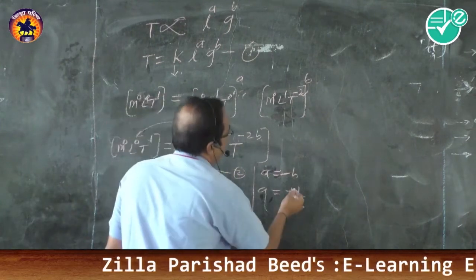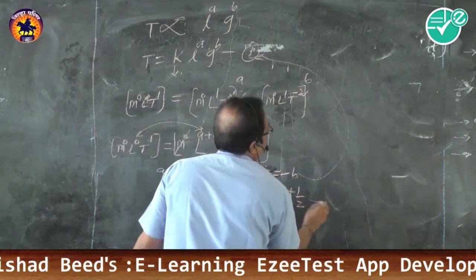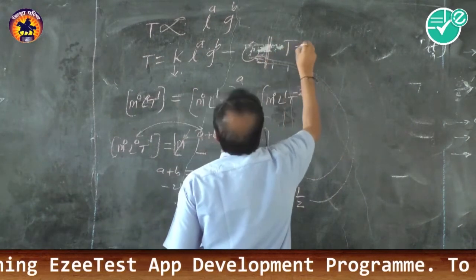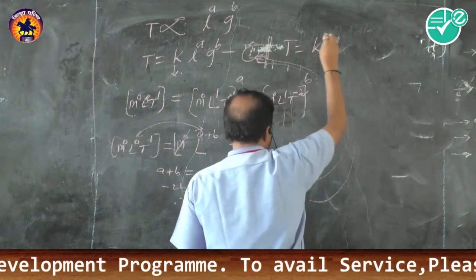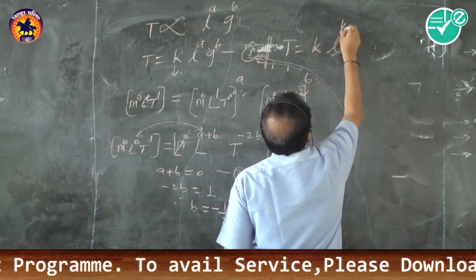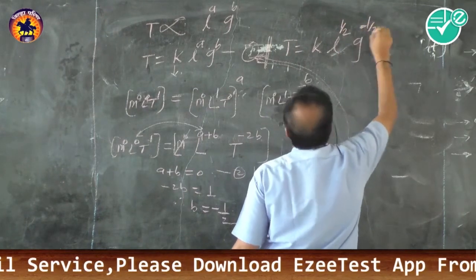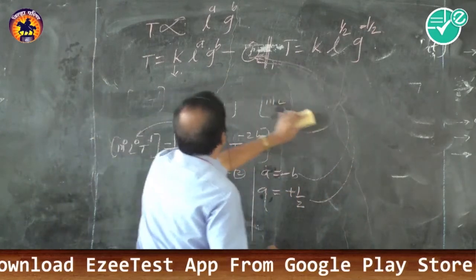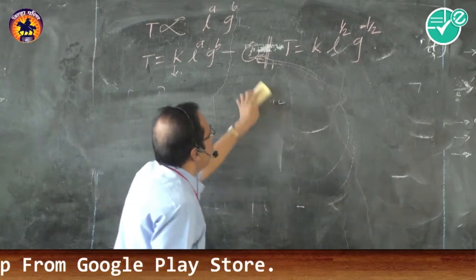So let us put this value of a and b here in this equation. Value of a and b are, let us put these values here. So t is equal to k into l raised to, what is the value of a? Value of a is half, and g raised to minus half. So in this way, this is the relation between the periodic time of the simple pendulum, length of the simple pendulum, and acceleration due to gravity.